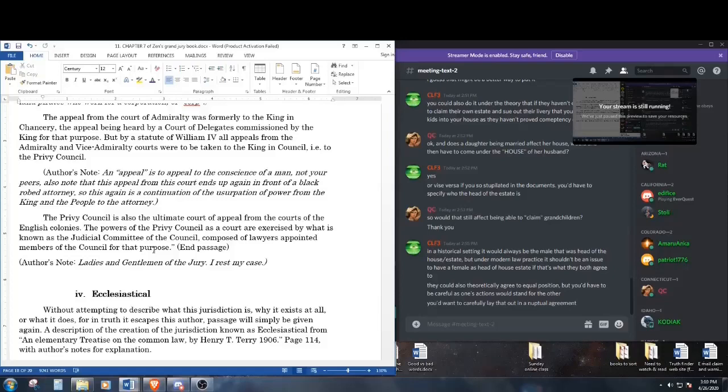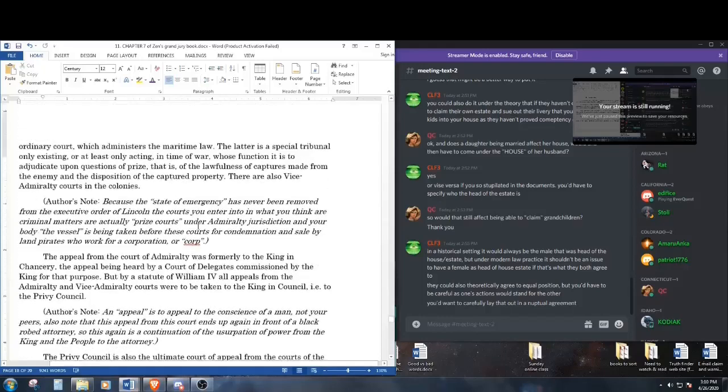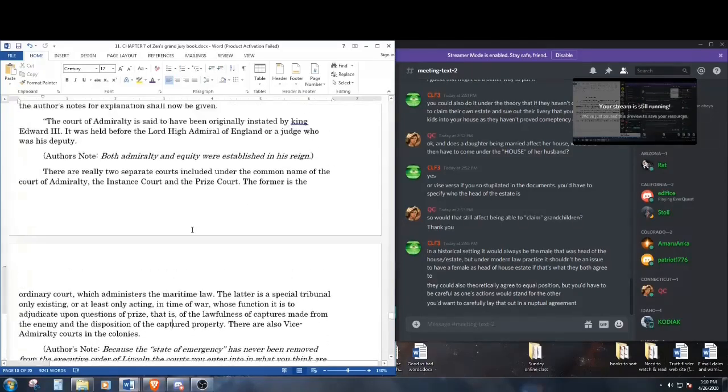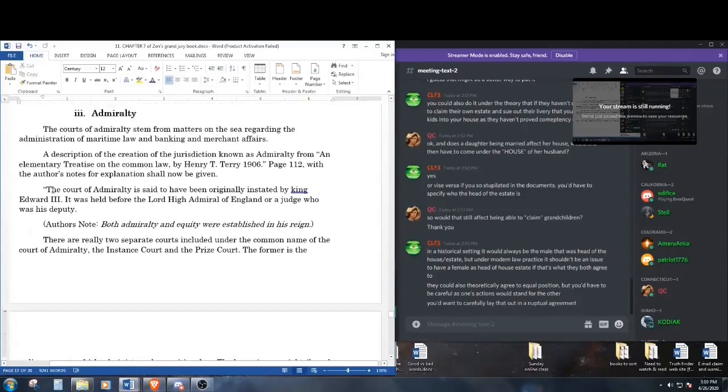Composed of lawyers appointed members of the Council for that purpose. That's where Admiralty came from. Now, to give you a little bit more historical background regarding when Admiralty came into England at all. Yes, the Admiralty courts were established under William III's reign. However, that's not where the idea of the Admiralty law came from.